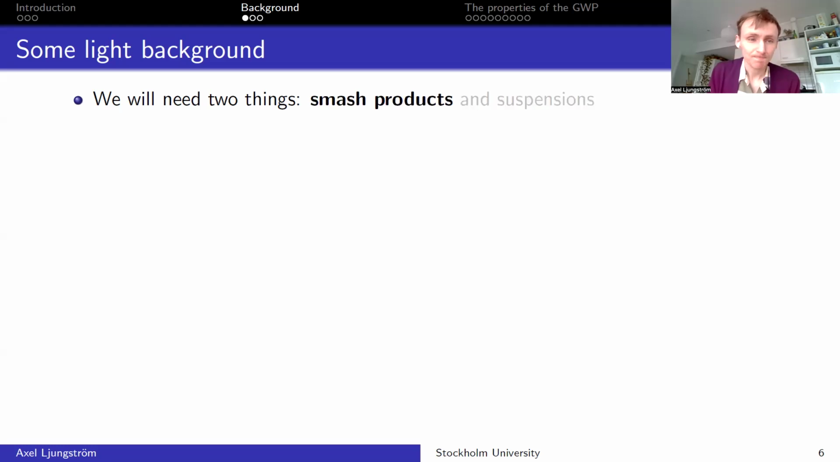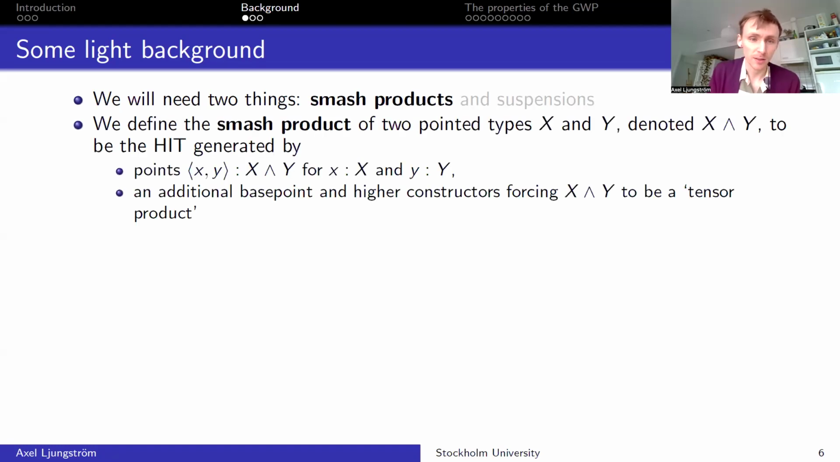Smash products and suspensions. First of all, smash products, what are they? I'll just remind you quickly that you can take a smash product of two types x and y if they're pointed. This is a HIT, generated by, first of all, points coming from x and y. I'm writing them in angled brackets just to distinguish from a regular product. Then you have an additional base point and higher constructors, which force x smash y to become a kind of tensor product. This is not really important. I'm just saying it's a fancy product, and that's the way I'll treat it in this talk.